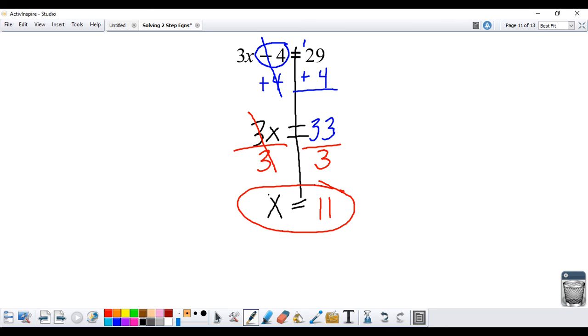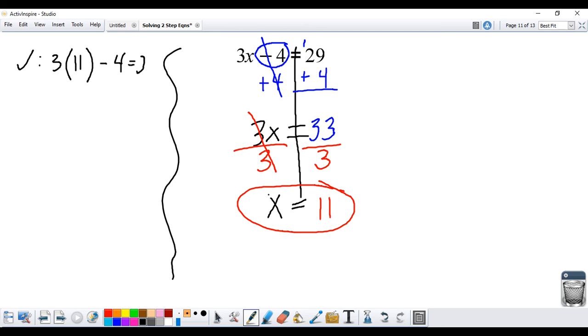And again, I could do a quick check just to double check that my answer is in fact correct. 3 times, instead of x, I know x is 11, minus 4 equals 29. Let's find out. 3 times 11 is 33. Minus 4 equals 29. I'm going to count backwards. 33, 32, 31, 30, 29. Yes, it is. So 33 minus 4 is in fact 29. And so I know my answer is correct.